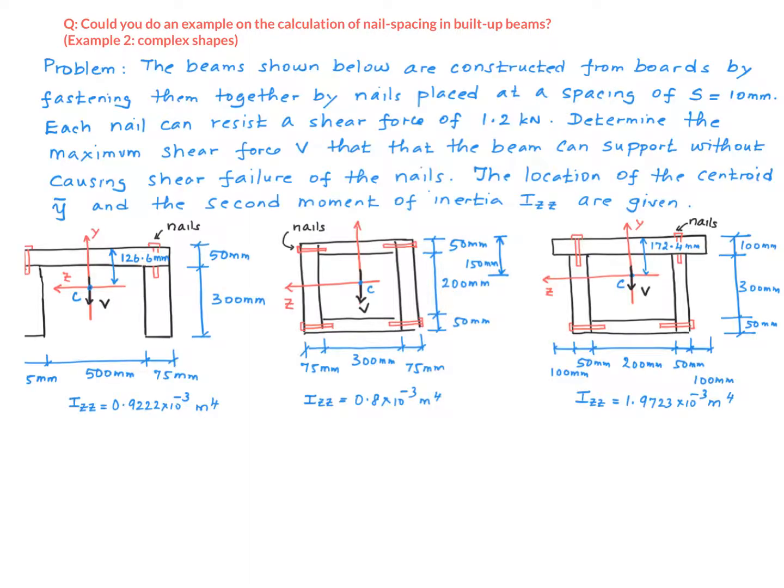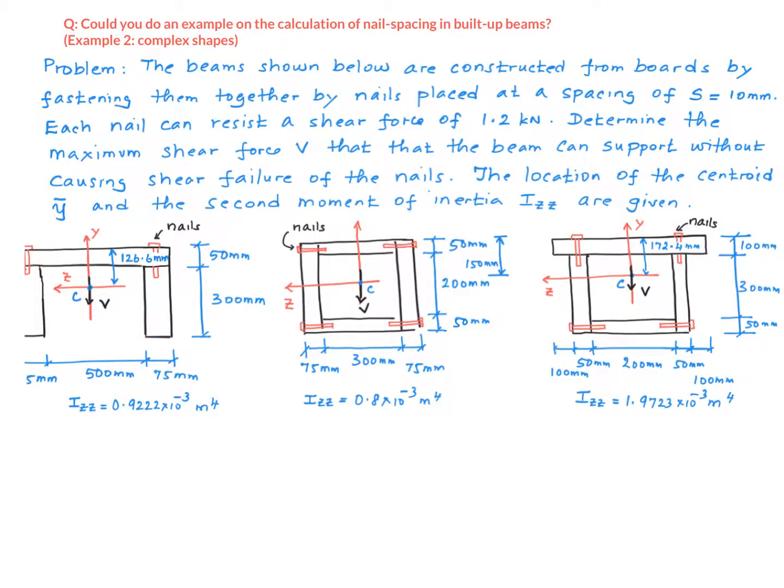The question I have is, could you do an example on the calculation of nail spacing in built-up beams? In this example, I will consider beams with three different cross-sections, which are somewhat complex, not very complex. So here are the three sections that I want to consider.